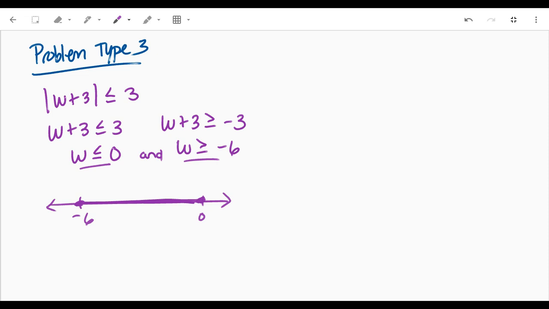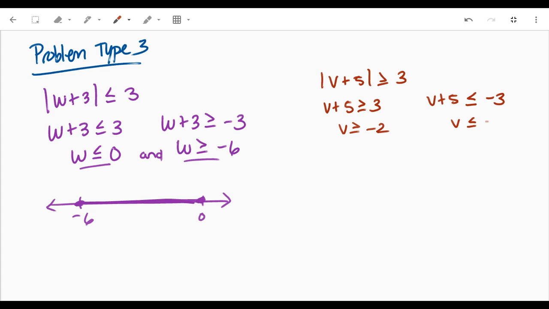Okay, so now this one, we have the absolute value of V plus 5 is greater than or equal to 3. So V plus 5 is greater than or equal to 3, or V plus 5, flip the sign, make it negative. So V is greater than or equal to -2, V is less than or equal to -8. Okay, so now again, if we were to sketch these, -8, -2, solid circles. We are less than -8, greater than -2, so that's going to be an or between them.